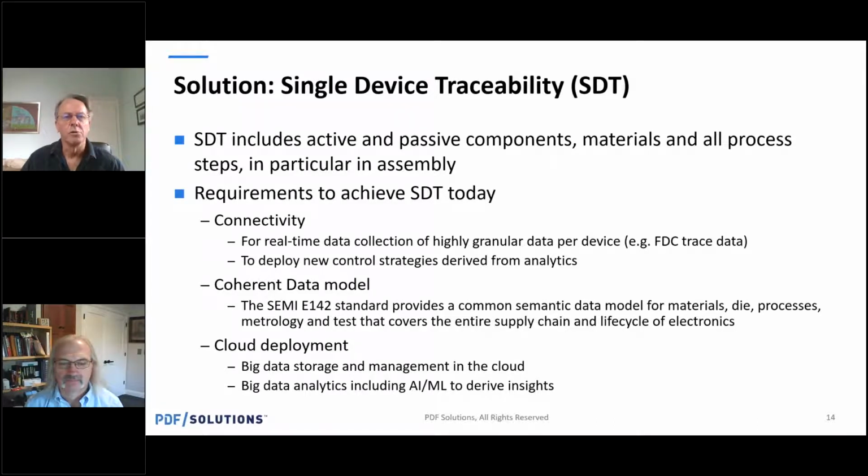And finally, you need a cloud deployment, because you need to share data across the supply chain. First of all, it's big data, a lot of it, and you need to make it available to the analytics, the AI and machine learning algorithms, etc., to drive the insights required. So the big 3 C's. So next slide, please.